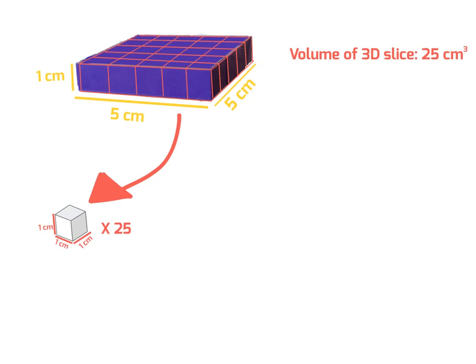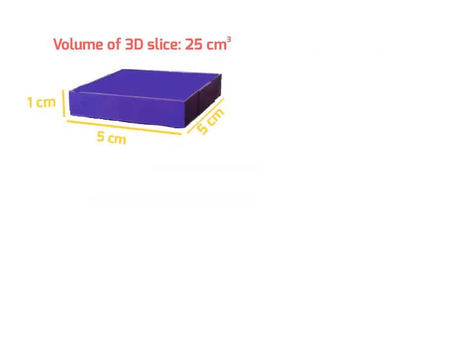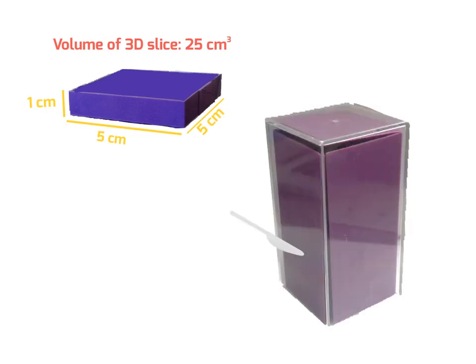That number sounds familiar, right? Remember the area of the square base was 25 square centimeters. The area of the base and the volume of a 1 centimeter high slice of the rectangular prism have the same numerical value, but different units. Now that we know the volume of a slice of our rectangular prism, let's see how many slices in total our rectangular prism is made out of.